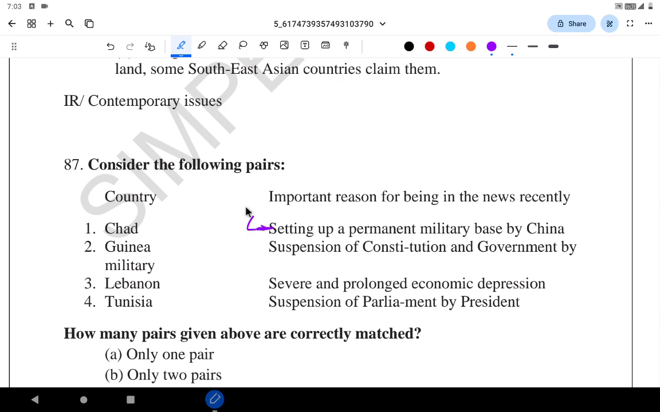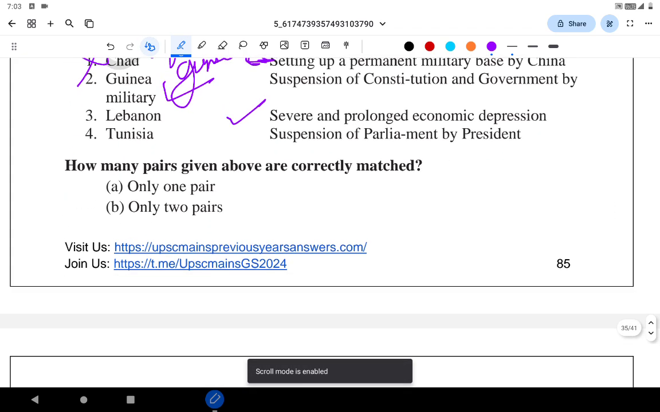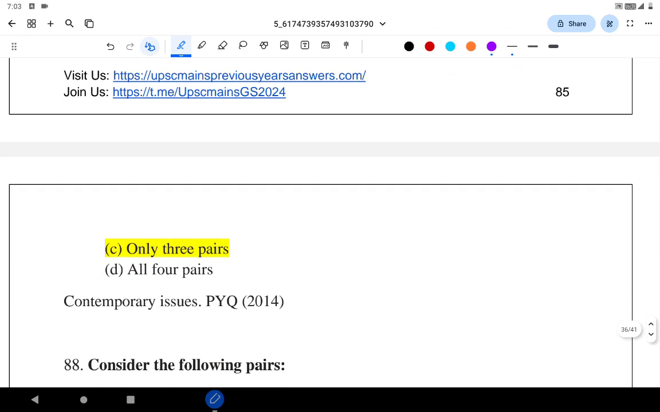It is not Chad. The permanent military base China was setting up is in Equatorial Guinea. So the first one is wrong. Second, Guinea, military suspension of constitution, correct. Lebanon, prolonged economic depression. Tunisia, suspension of parliament by the president. So three statements were correct.